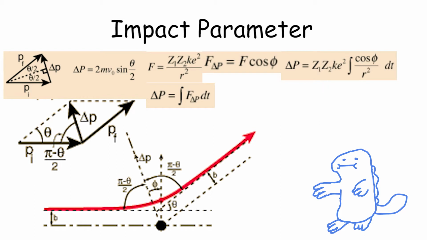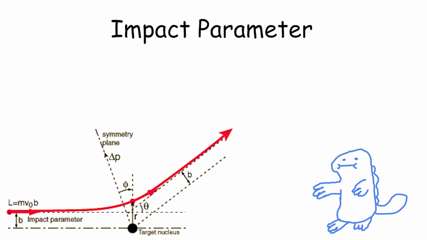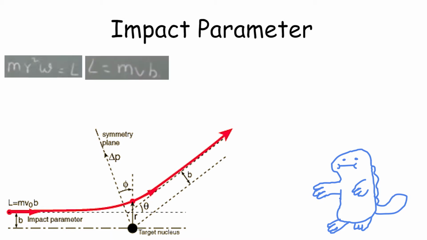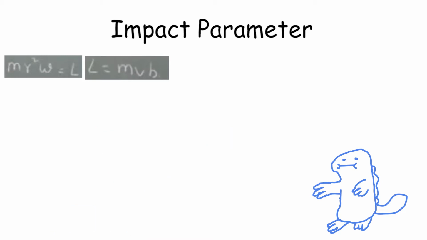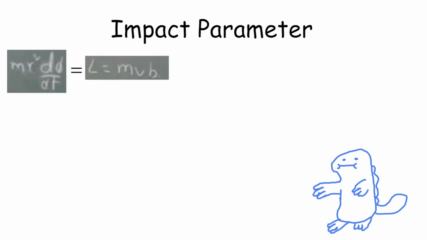Now we need to substitute dt for the change in theta, as we don't want change in time, we want change in theta. So we can use the angular momentum equation. When the particle is at the distance of r away from the nucleus, the equation is m r squared omega. It can also be written as mvb, where b is the impact parameter. Equating these two equations and then writing omega as d phi over dt will help us greatly.